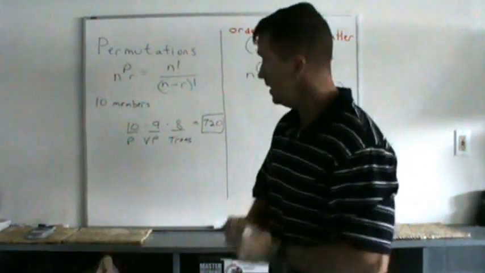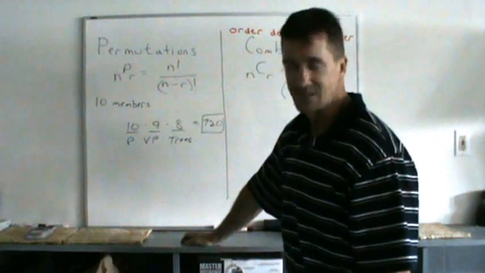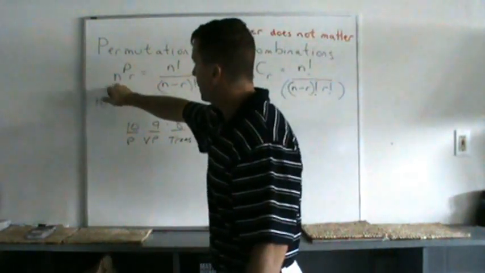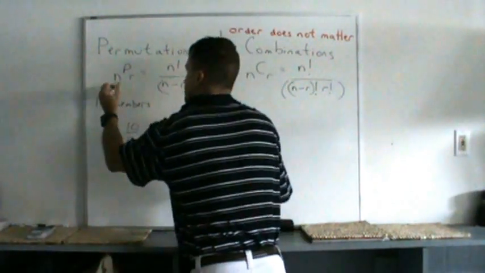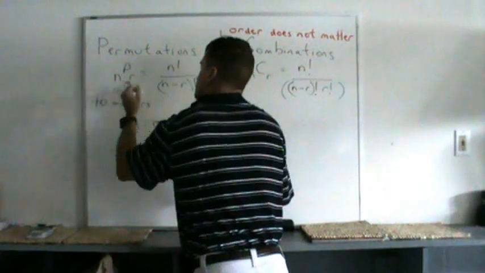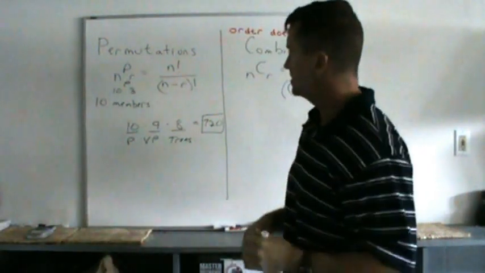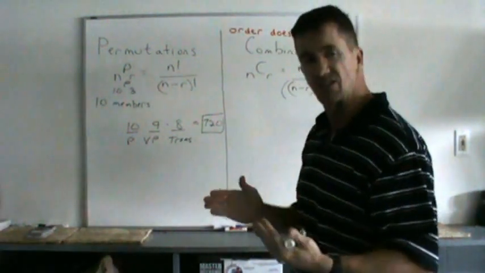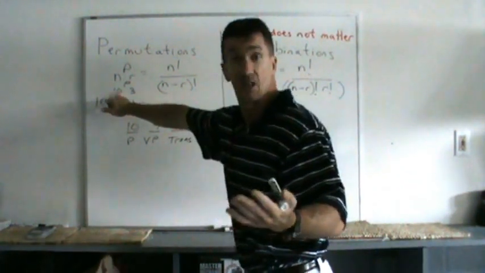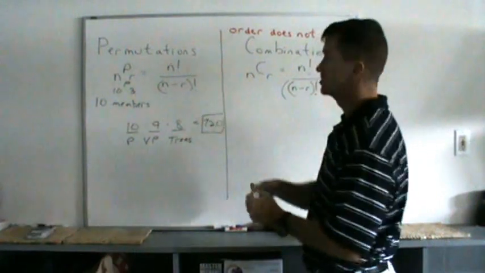Okay? I didn't even use this formula. Now, if you want to use this formula, absolutely. This means how many different ways. Right here, you've got 10. P stands for permutation, and this is a 3. We're basically saying how many different permutations of size 3 can we get from 10 different values, or 10 different elements, or 10 members.